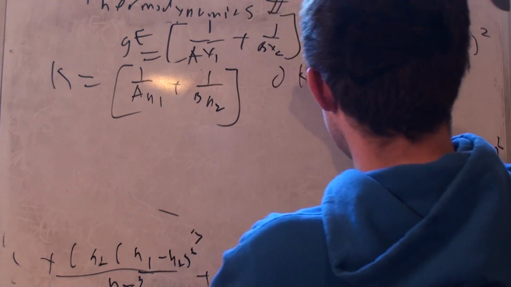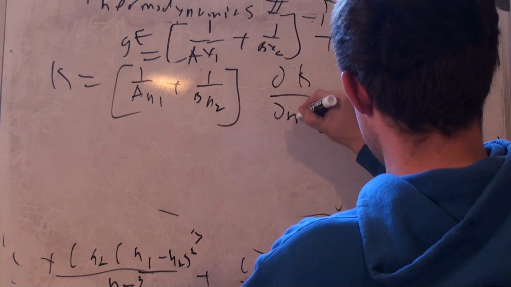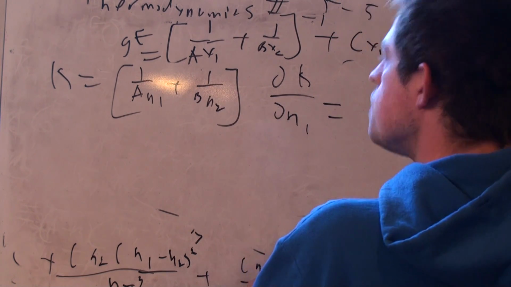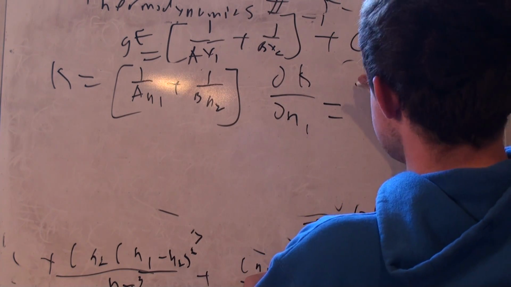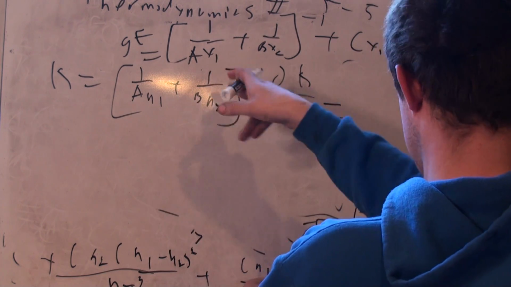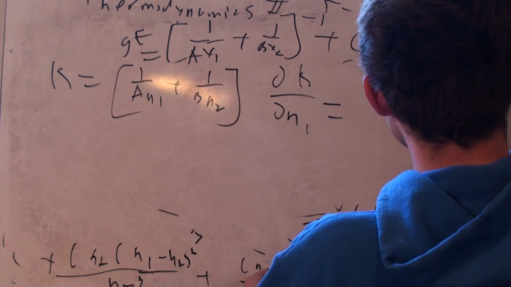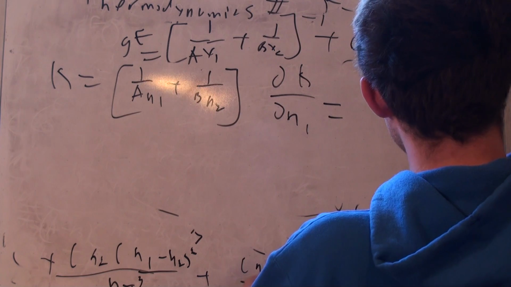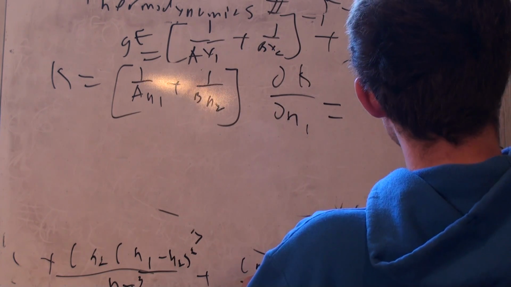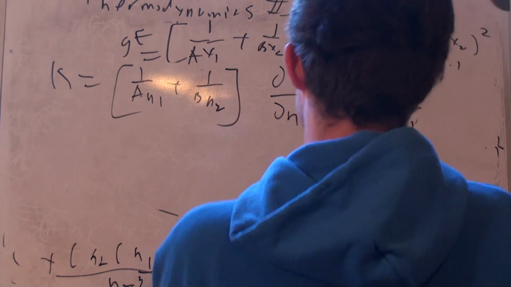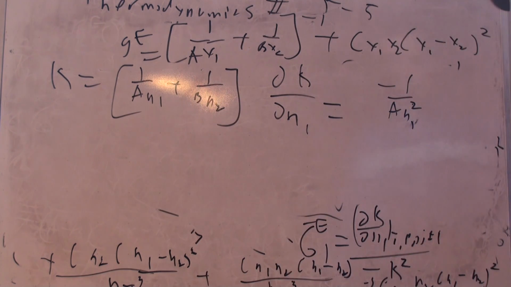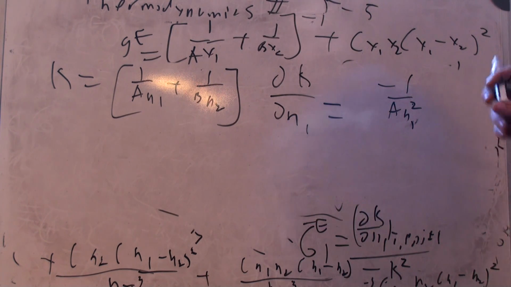So dκ/dn1 is equal to, let's see here, that's constant, so minus 1 over a n2 a1 squared. Is that correct? Yeah, that looks good.